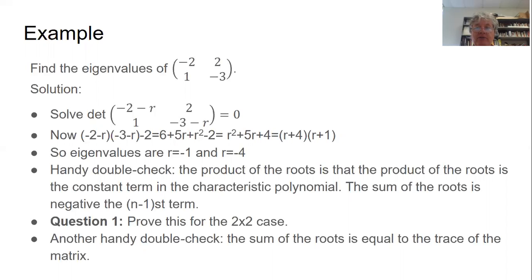The other thing which is super useful is that if you add up the roots, minus 1 and minus 4, you get minus 5. You look at the matrix, and that's the same as the trace. The trace is minus 2 plus minus 3, which is minus 5. That's always going to be the case. So that's an easy way to make sure you at least start off correctly.